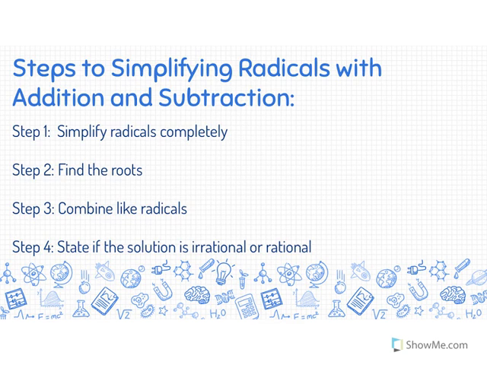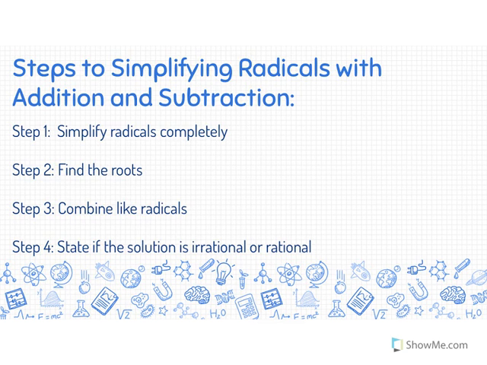Now we're going to go over the steps to simplifying radicals with addition and subtraction. Our first step is to simplify the radical completely. Then you want to find the roots, by taking the square root or cubed root or nth root, however high the root is going to go. Then we're going to combine like terms, the ones we're able to, and we need to state that the solution is irrational or rational. Remember that irrational means that we have a radical left over. Rational means that we actually have a whole number or a non-repeating decimal.